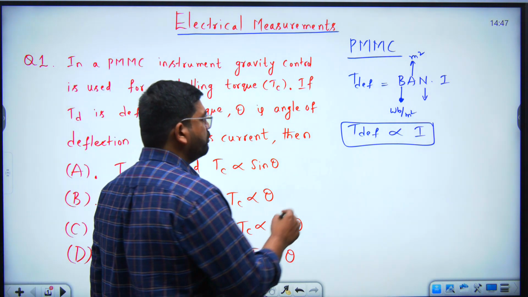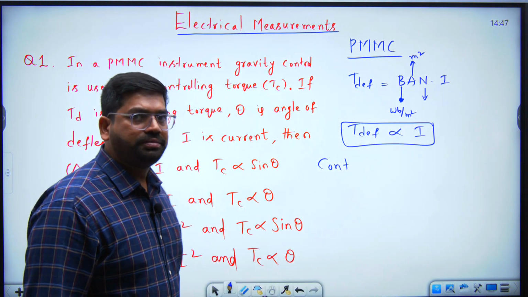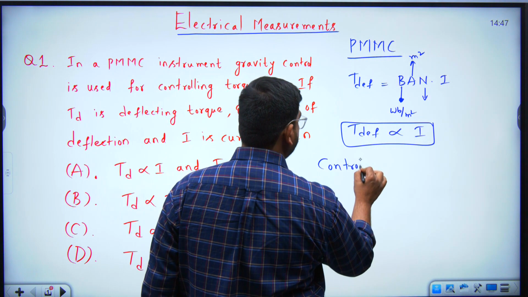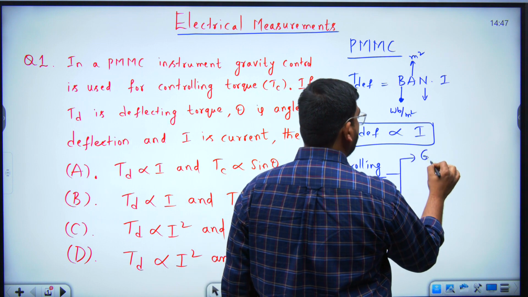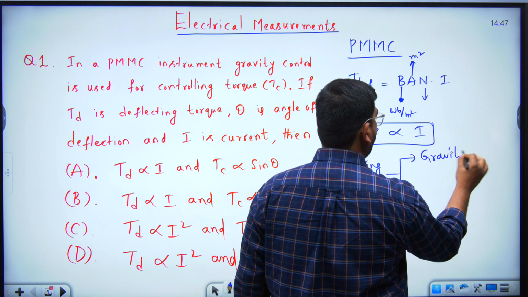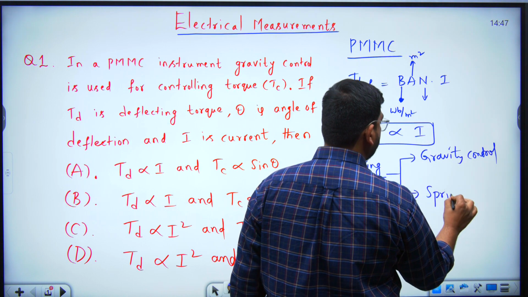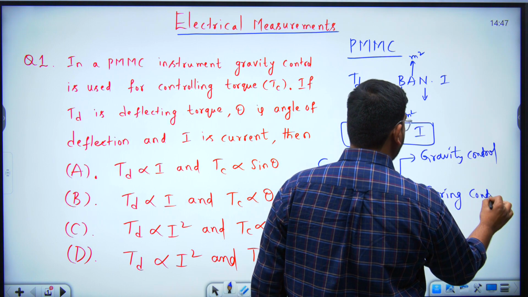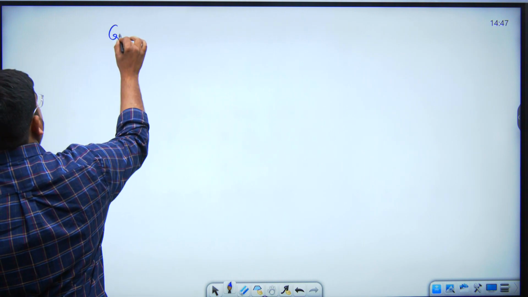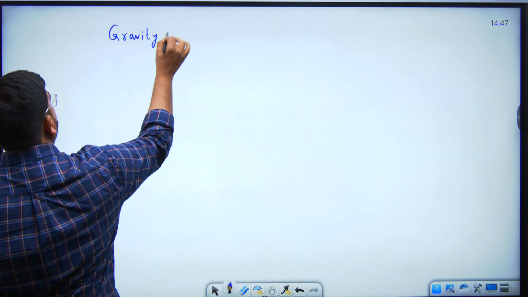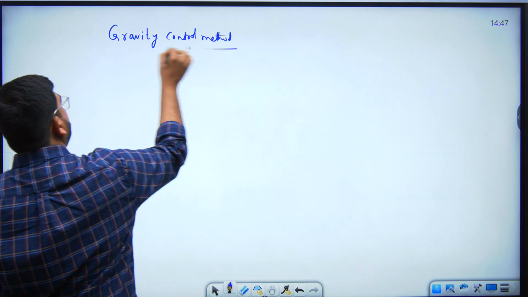But here for controlling purpose we have two options. One is gravity control method, and the other one is spring control method. Look at here, if it is gravity control method, it means we are using gravitational force for providing the controlling torque.